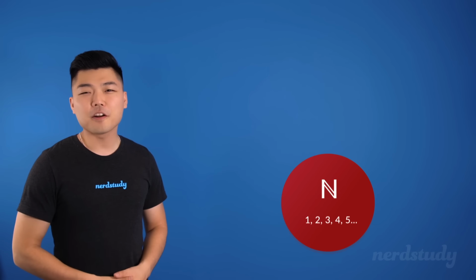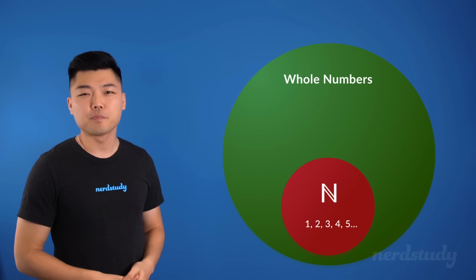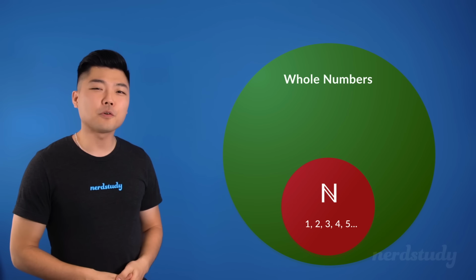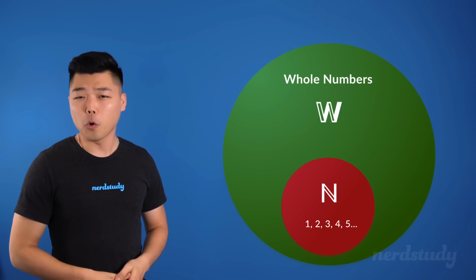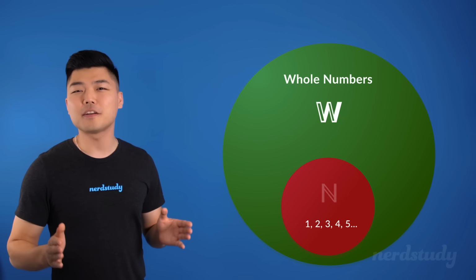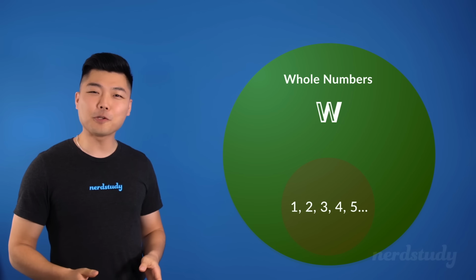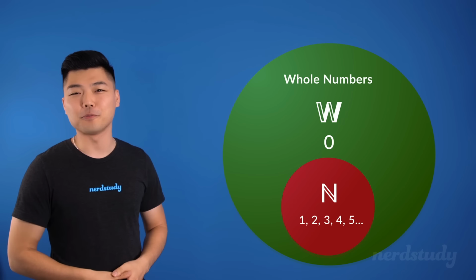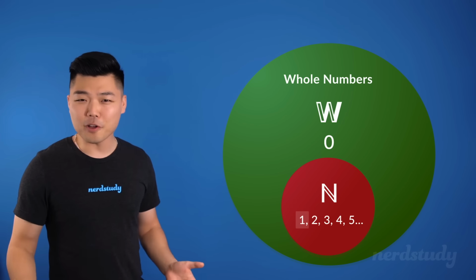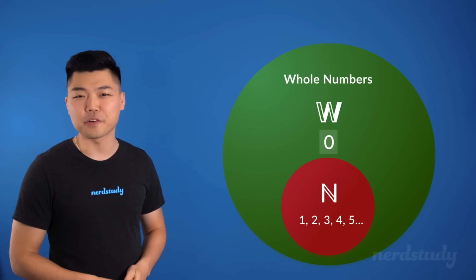The next layer of numbers are the whole numbers. Whole numbers can often be denoted using this symbol. Now, the classification of whole numbers are exactly like natural numbers, in that it includes all of the natural numbers, and it also includes 0. So instead of starting from 1, whole numbers start from 0.